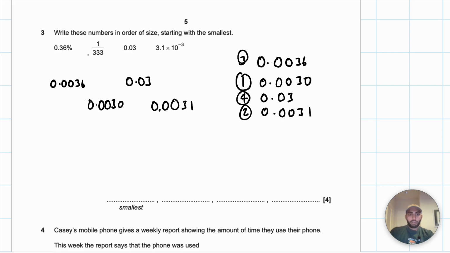So we need to write the original numbers, not the decimal versions. So 0.0030 was 1 over 333. That's that one done. Then 2 is the standard form one, 3.1 times 10 to the negative 3. Third is this 0.36%. And last, it's 0.03.